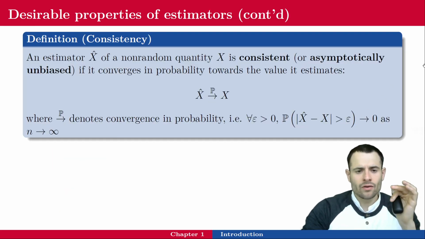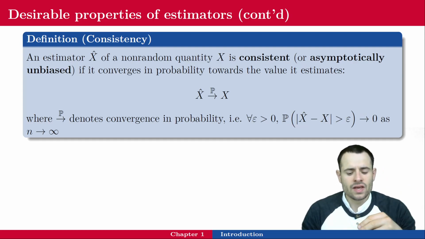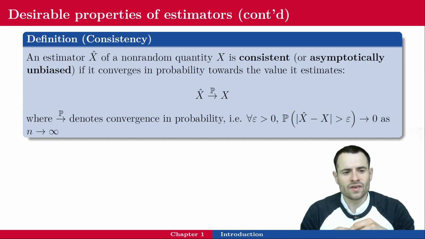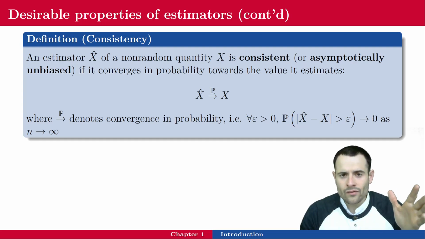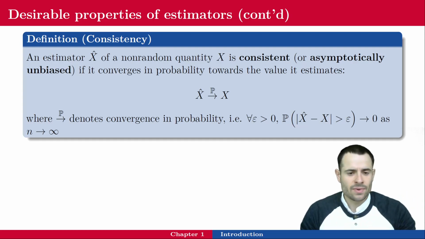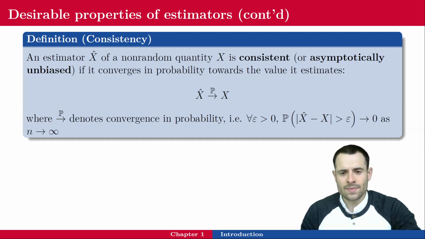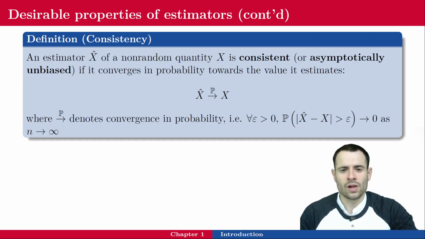So, given what I said before, let's mathematically define these desirable properties of estimators. First of all, definition. An estimator x hat, so whenever there's a hat, I'm talking about an estimate. An estimator of a non-random quantity x, so I'm trying to estimate a value x. Here I write big X, but that could be a small x as well. It's just a non-random quantity.